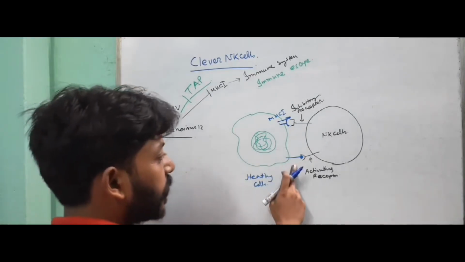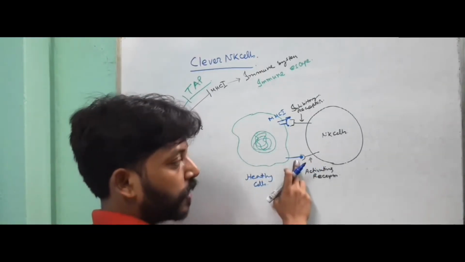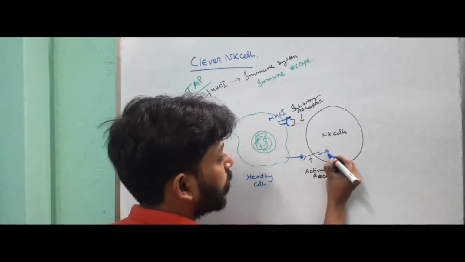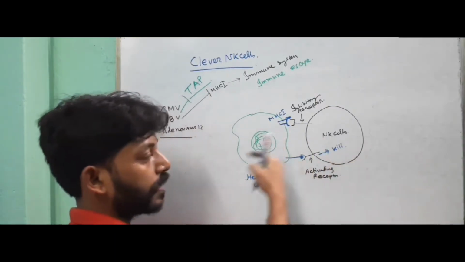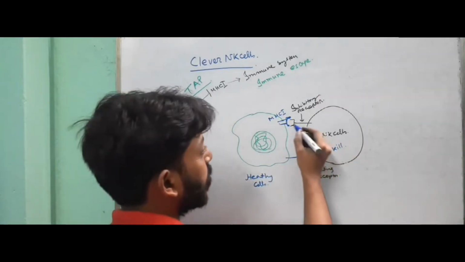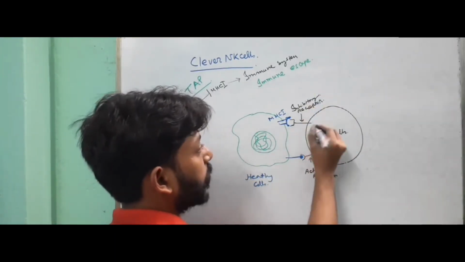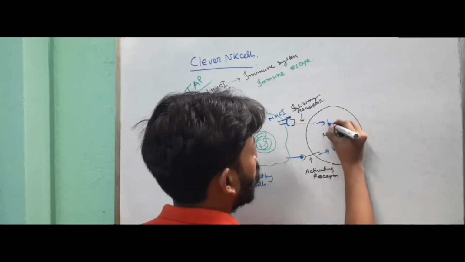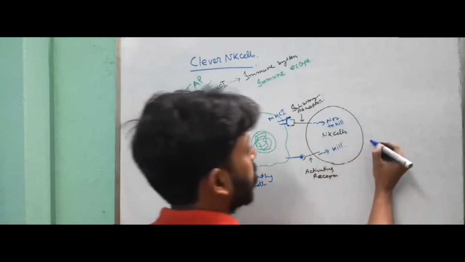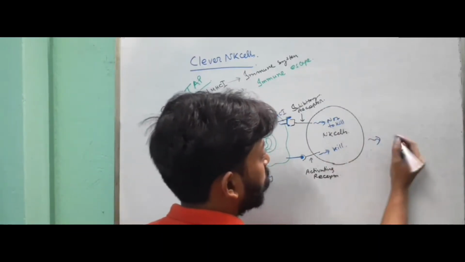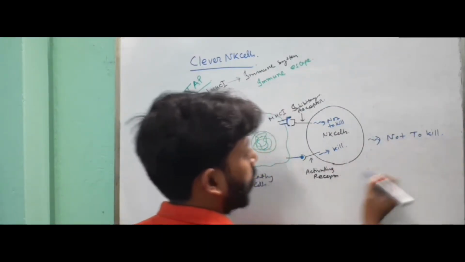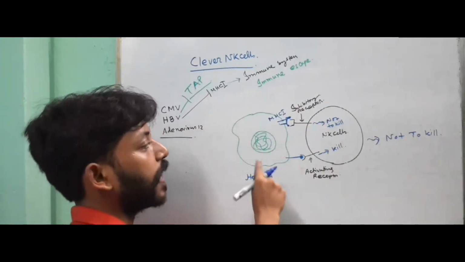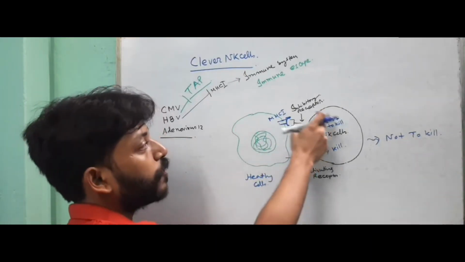When the activating receptor binds with its ligand, it sends a signal to the NK cell to kill the cell. But when the inhibitory receptor is engaged, it sends a signal not to kill, and the ultimate result is not to kill, because the NK cell senses that this is a healthy cell by this inhibitory receptor.